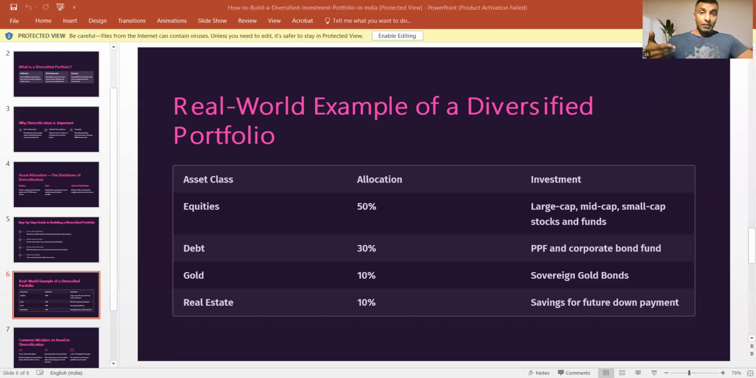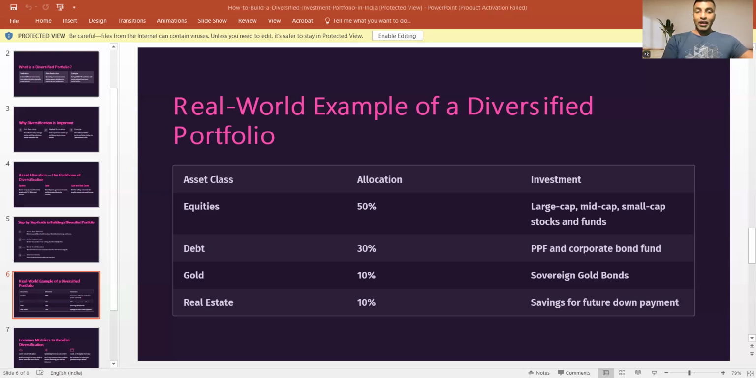And next 30% you can do in debt, right? So here you can do let's say 10,000 in PPF and 5,000 in corporate bond fund, like that. Now coming to gold, 10% of investment like 5,000 you can do in sovereign gold bonds, right? And real estate, 10,000 per month you can set aside as savings for a future down payment. You keep it as savings, because in future if you get some opportunity to buy a house for making down payment and all, you can keep this. So that's how you can allocate as Sanjay.